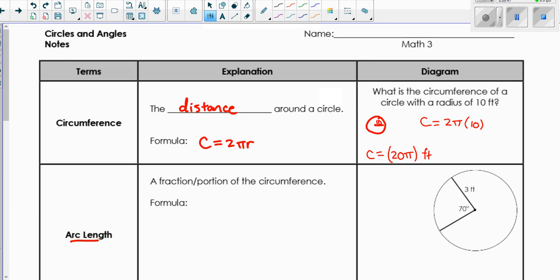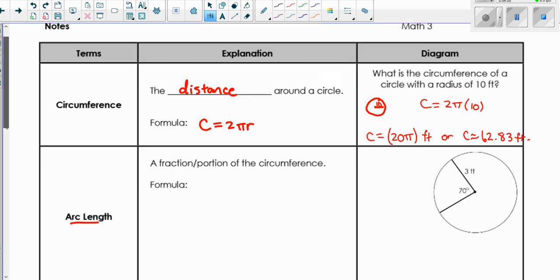Or you can say that the circumference is about 62.83 feet. Make sure you use the pi button in your calculator and not 3.14. Okay, so either one of those, it just depends on how the question is asked.